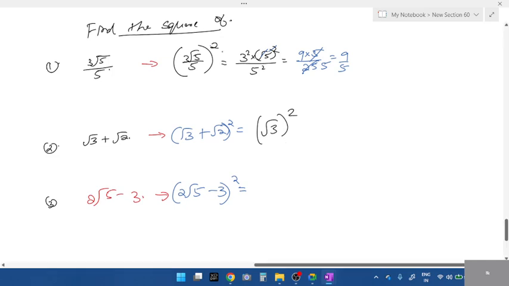So the question here is find the square, students. They'll tell you to find the square of a value. You have to square it. Let me know if you have done. We'll do the next one.